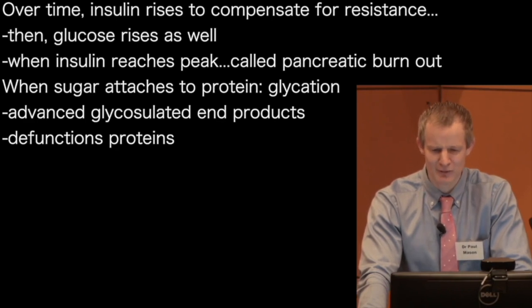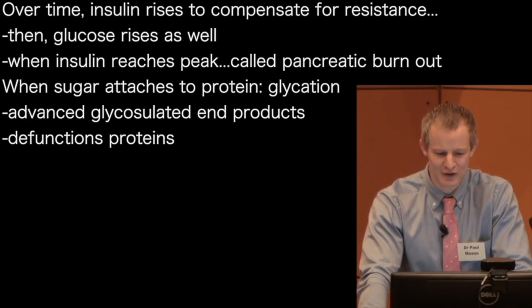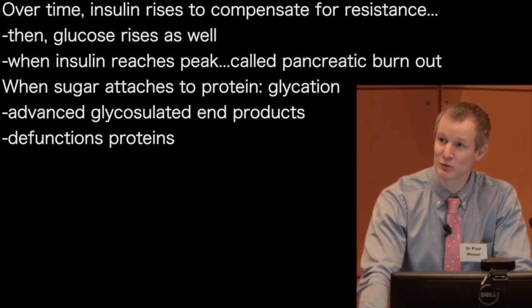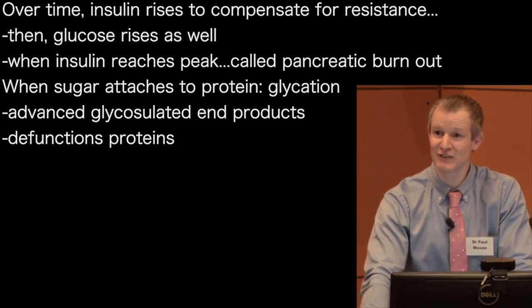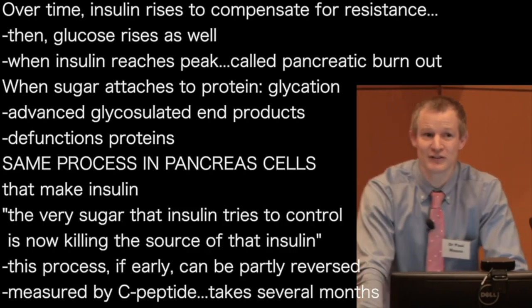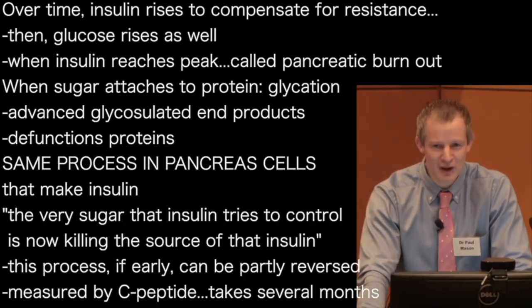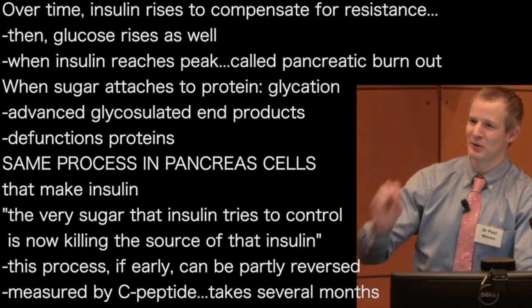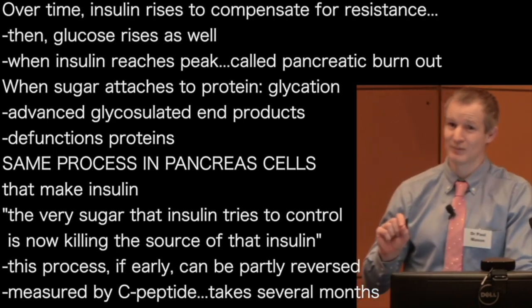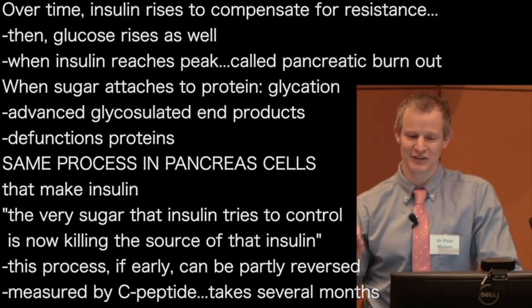Now, I'm going to tell you what causes this. So you've all seen before in my previous lecture what happens when sugar attaches to proteins, glycates them. It leads to the formation of something called advanced glycosylated end products. It leads to cross-linking of proteins and basically defunctions it. Well, this very process has been shown to happen in the cells of the pancreas that make insulin. Now, I don't know if you think that's ironic or not, but the sugar which the insulin is trying to control will actually kill the cells that release the insulin.